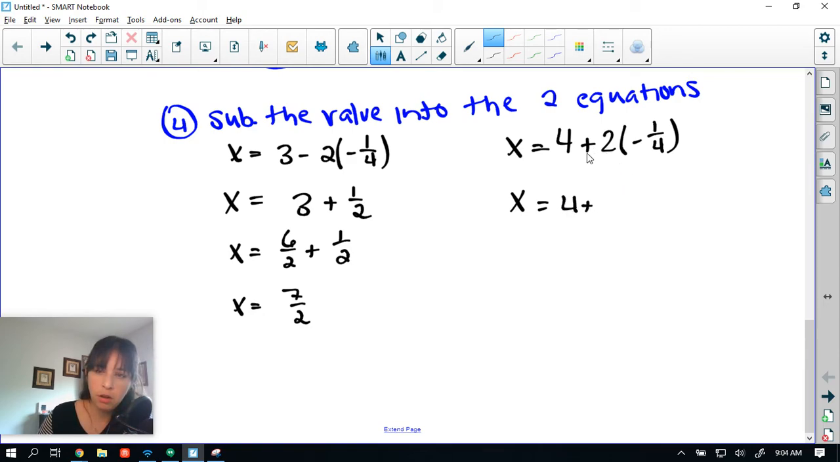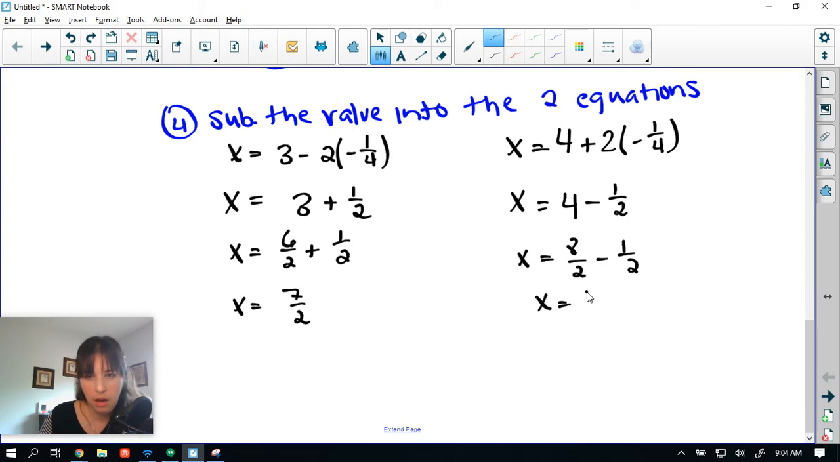Let's see if we get the same here. 4 plus, or no, not plus, because a negative times a positive will give me that negative. So minus 1/2. See, 4 would be 8 divided by 2. So 8 divided by 2 gives me that 4. So I'm again getting the common denominator. And x equals 7/2. So my point, these two are exactly the same. So this is my point. My solution is 7/2, negative 1/4. And this is the solution.